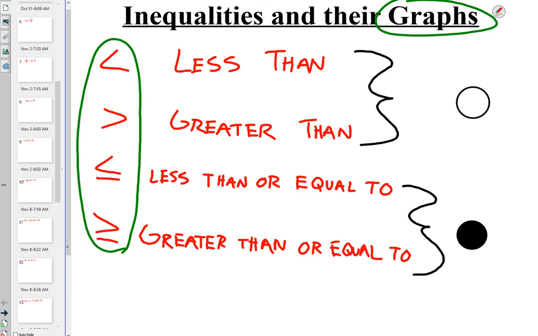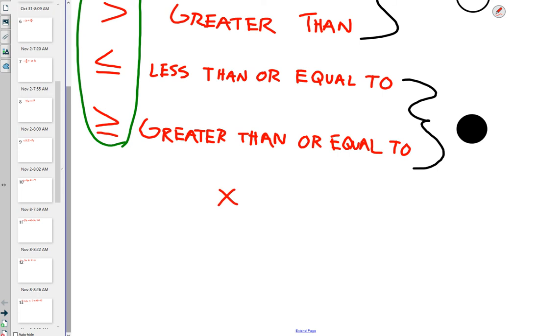Let's go back to what I had on the board before. Let's say I say x equals 5. Well, if I graph that, it doesn't matter how many numbers are on the number line. There's only one number that's important, which is the 5. But if I change that to an inequality, there's still really only one number that's important, and it's still a 5. The difference is what the 5 is doing.